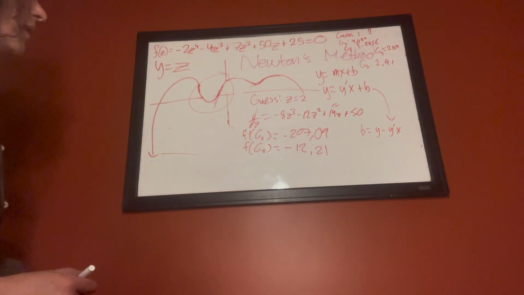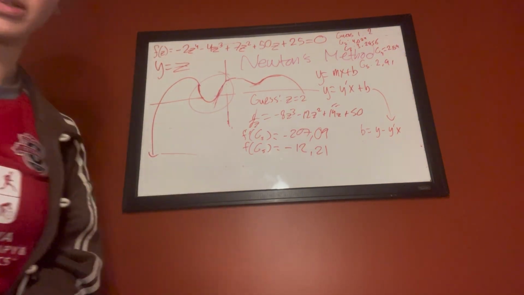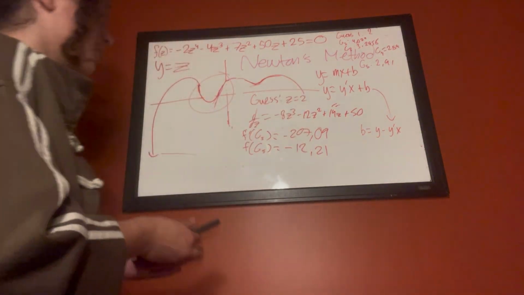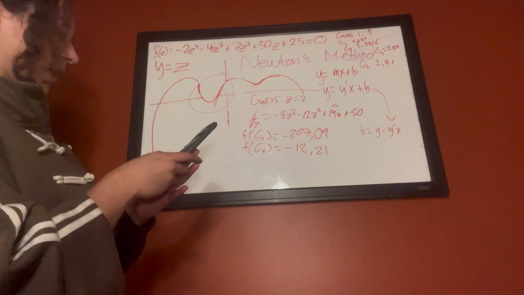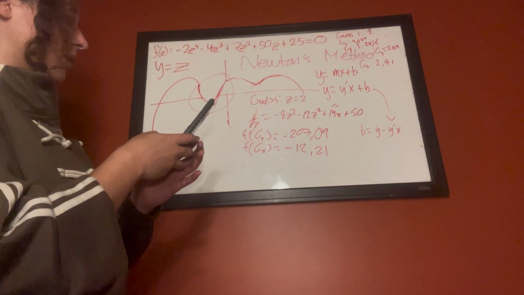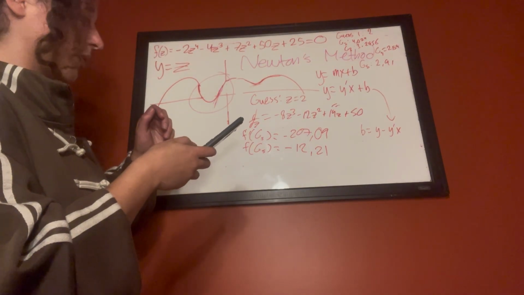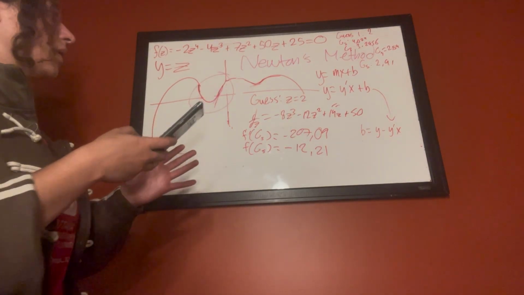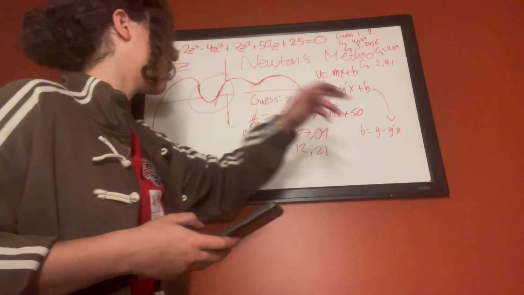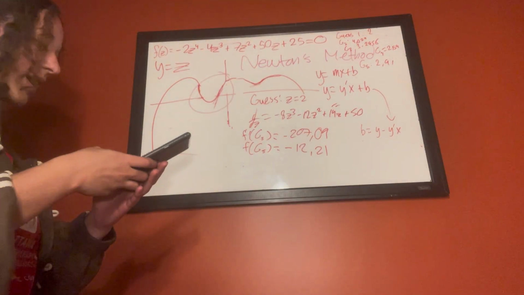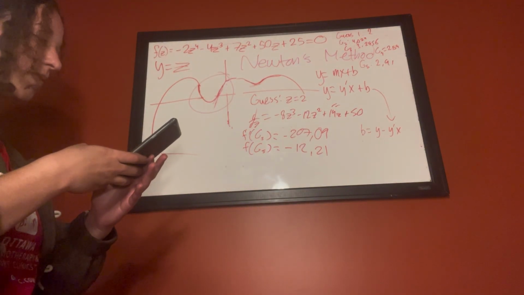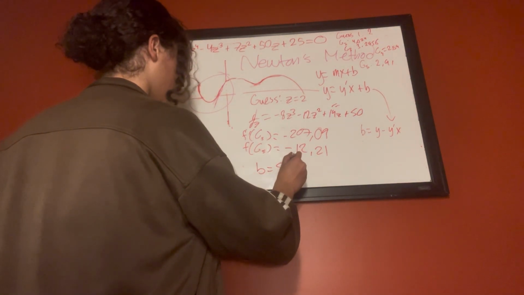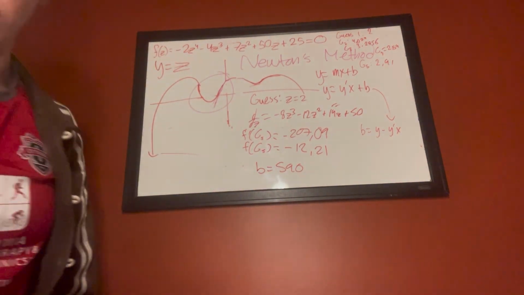Anyway, so now b is going to be minus 12.21 minus my derivative times x itself. So 207.09 plus, times x, which is 2.91. That's this over here. So minus 12.21. So I have b is 590.42.